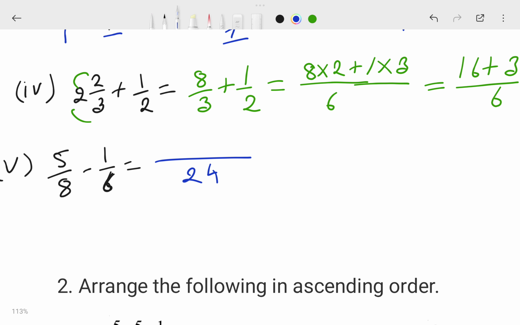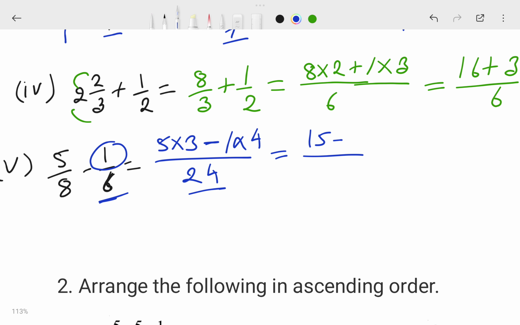In the 8 table how many times is 24 there? 3 times, so we will multiply 3 with the 5, then minus is there. In the 6 table, 24 how many times? 4 times, then we will multiply 4 into the 1, so 1 into 4. So it is going to be 5 3s are 15, minus 1 into 4, that's 4, over 24. Now when we subtract, it is going to be 1 by 24.